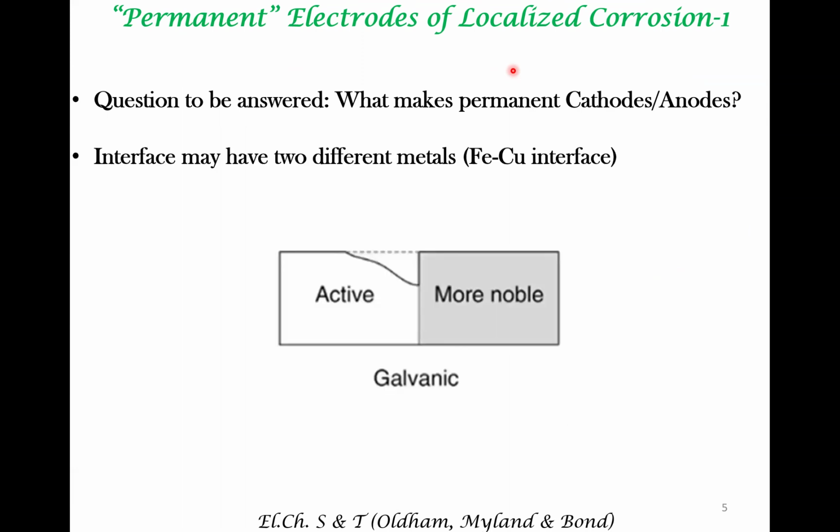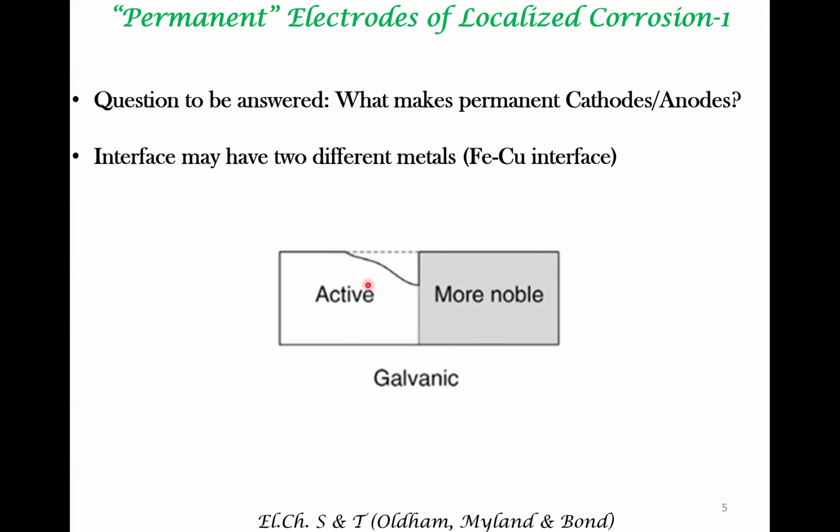So these interfaces in localized corrosion can be made up of two different kinds of metals. For example, if you have a copper iron interface, this is perhaps a very common interface because both are commodity metals. This kind of interface exists in many applications. So between the two, copper is more noble compared to iron. So one of the metals will typically support a cathodic reaction. The other metal, which supports the anodic reaction, will tend to get corroded.